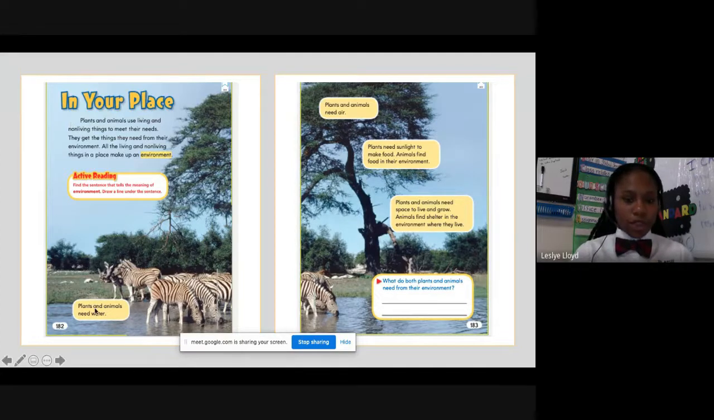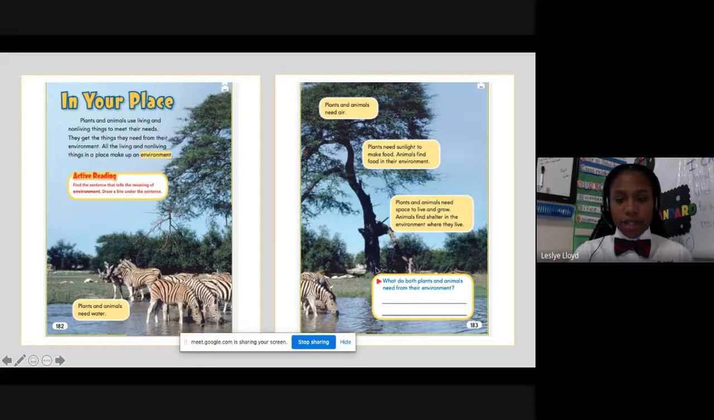Ms. Lloyd is now going to start reading these yellow bubbles. Plants and animals need water. We see the zebras drinking water. Also, plants and animals need air. Plants need sunlight to make food. Animals find food in their environment. This next bubble, plants and animals need space to live and grow. Animals find shelter in the environment where they live.